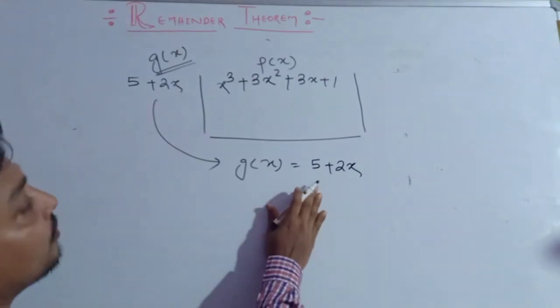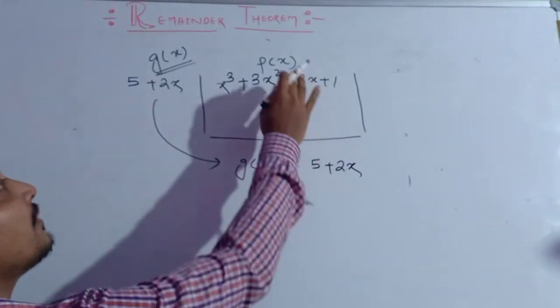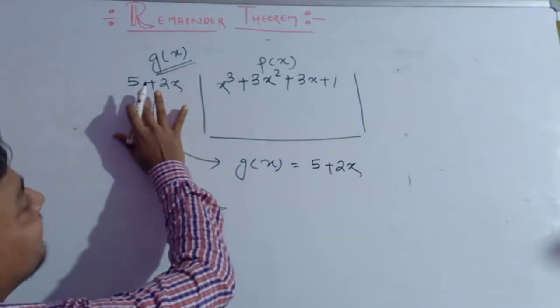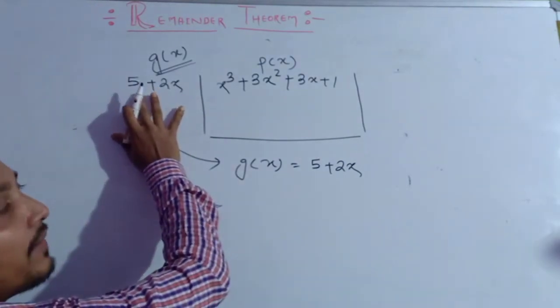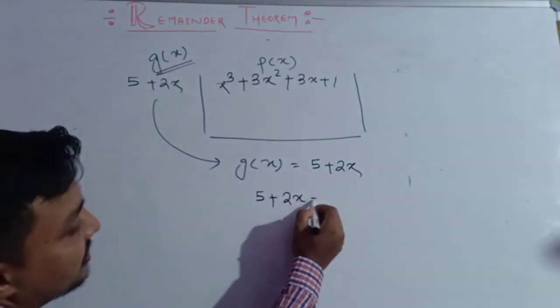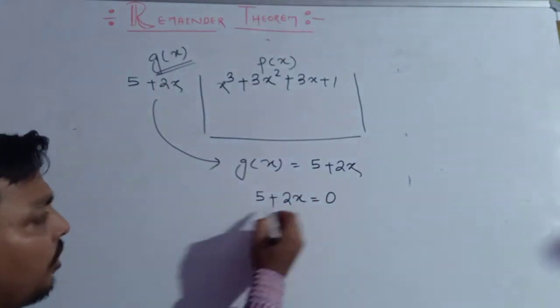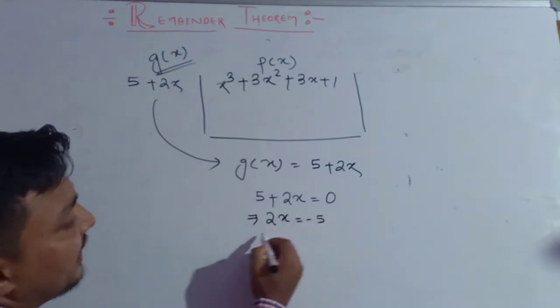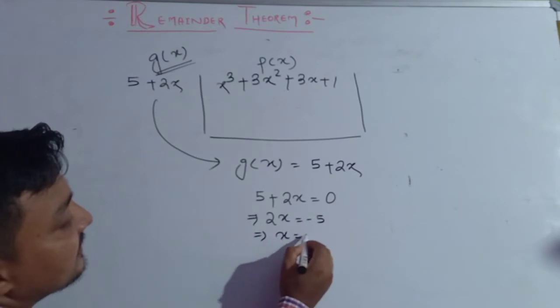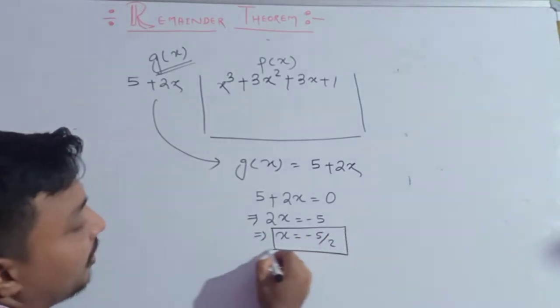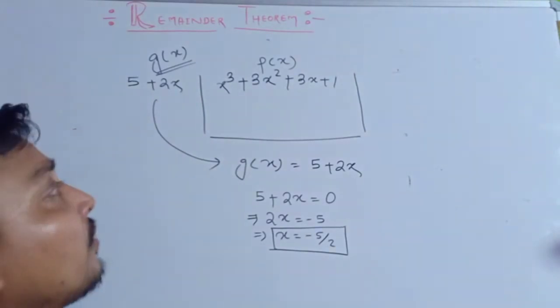So first I want to find out the point at which we want to find the value of the polynomial. For this formula, we have to find the zero of the divisor. How do we find the zero of the divisor? You must equate the divisor to zero. On equating to zero, it becomes 2x equal to minus 5, which implies x is minus 5 by 2.